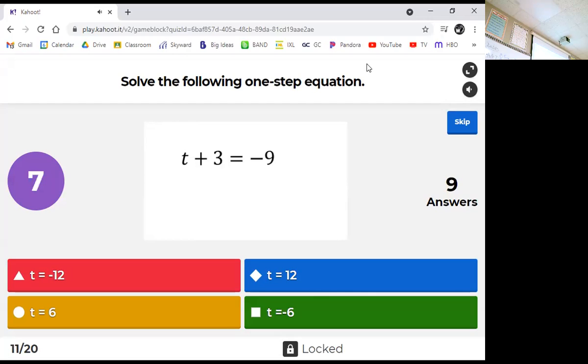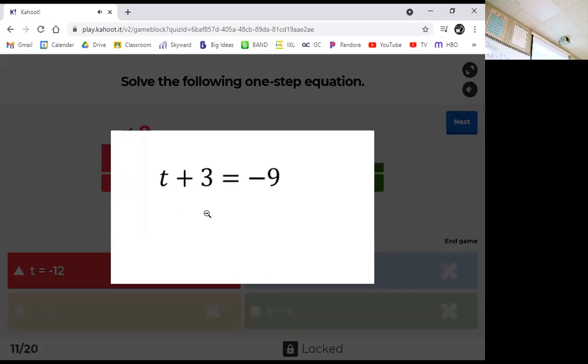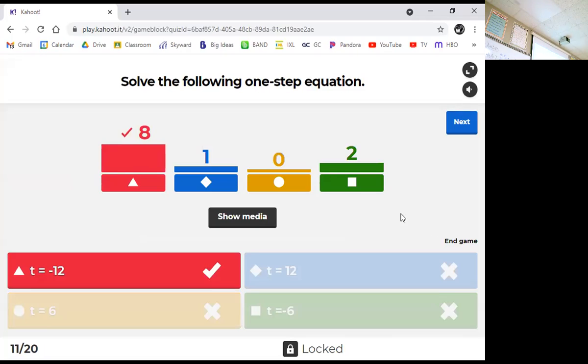You're looking at it. T plus 3 equals -9. Opposite of a +3 is a -3, minus 3. So if I think of it as a -3, I should be joining forces with my -9. Put a -3 right there, put a -3 right here. -9 and -3 makes -12 because you got to join forces.